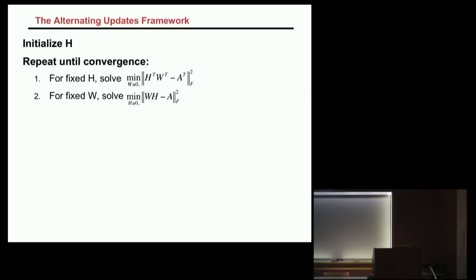Assume that you have an initial H, somehow initialized by some simpler algorithm. And what you do is, given an H, now you have 2 variables that you know, H and A. Now you can solve for W, right? That is much more well posed. And then once you solve for W, now you're going to fix that W and solve for H. So this is the alternating updates framework. A lot of algorithms follow the same framework, right?